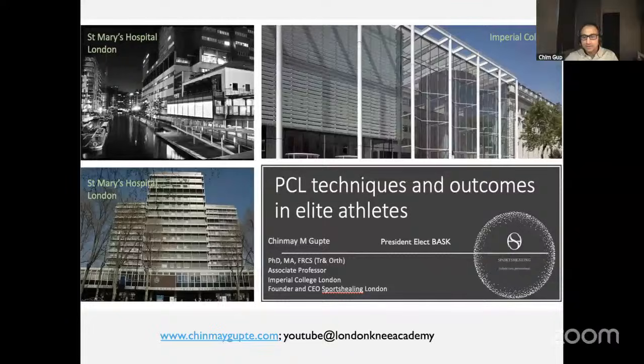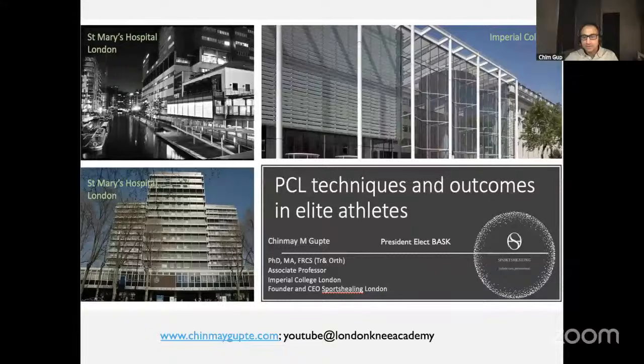There is definitely a role for non-operative management, and this paper by Faris Haddad's group back in 2017 showed that isolated PCLs, grade 1, 2, managed with a Jack brace, with the brace placed on the knee for 3 months when they're asleep, and probably for 2 months whilst they're rehabilitating, gives you a good return to sport rate at a fairly short period of time, between 10 and 16 weeks.